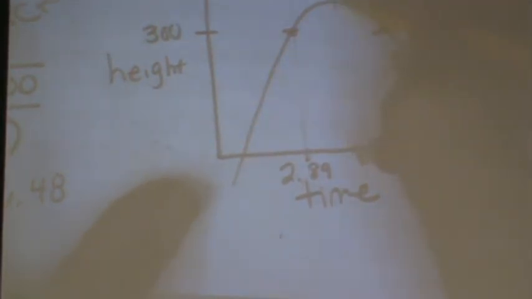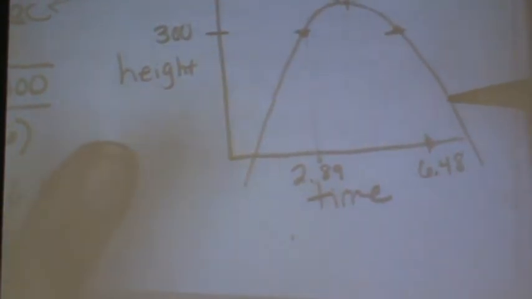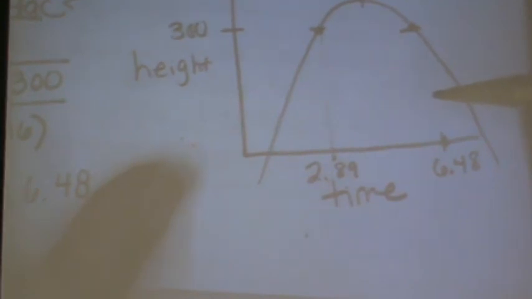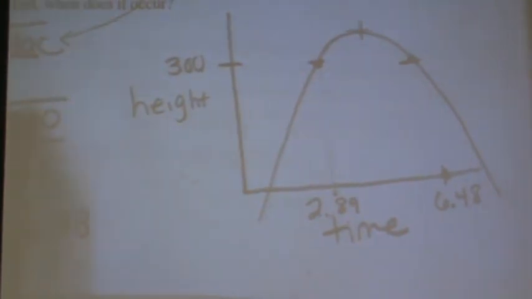If you wanted to know when will it reach its maximum height, you're looking for the vertex. You'd be doing negative b over 2a, the vertex. The highest point is the vertex, the max, which is what we did last week.